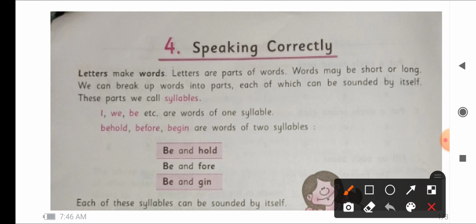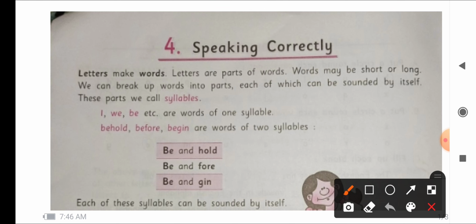See what happened is letters. How many letters are there in the English alphabet? 26 letters are there in the English alphabet, isn't it? So, letters are parts of words. When we talk about a single word, for example, speaking is a word. It comprises various letters, isn't it? So, letters are parts of words.